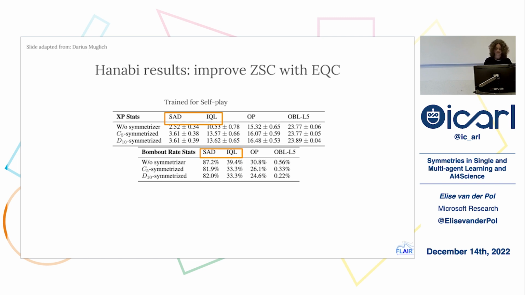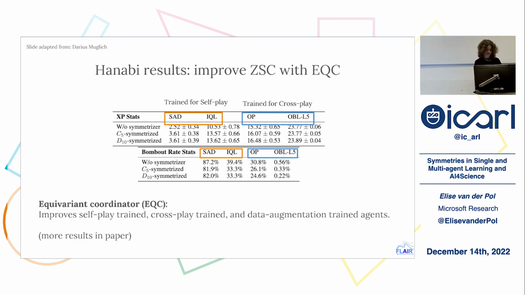So we take some agents that are trained for self-play, like these algorithms, and we take some agents that were trained for cross-play, like OP, which is other-play, the paper that I talked about before. And then we compare how they do at crossplay out of the box, and how they do if we symmetrize them with certain subgroups of the permutations of the cards. The takeaway here is that you can improve this zero-shot coordination using the Equivariant Coordinator, either for agents that are trained to be good at self-play, but also agents that are trained to be good at cross-play, and even agents that are trained with a data augmentation of the type of symmetry that's inherent in this problem.